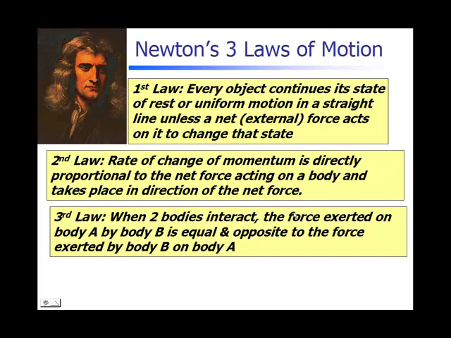So in summary, we have gone through Newton's three laws of motion. The first law: every object continues its state of rest or uniform motion in a straight line unless an external force acts on it to change that state. The second law: the rate of change of momentum is directly proportional to the net force acting on a body and takes place in the direction of the net force. And the third law: when two bodies interact, the force exerted on body A by body B is equal and opposite to the force exerted on body B by body A.